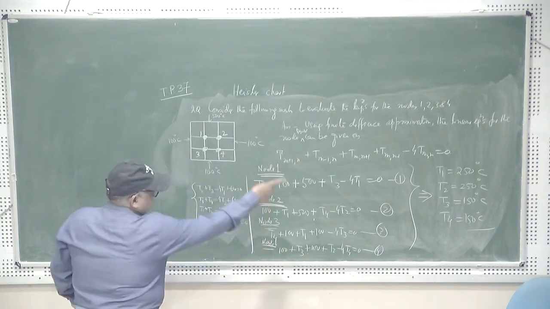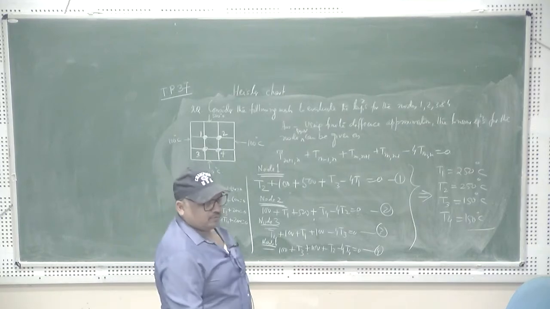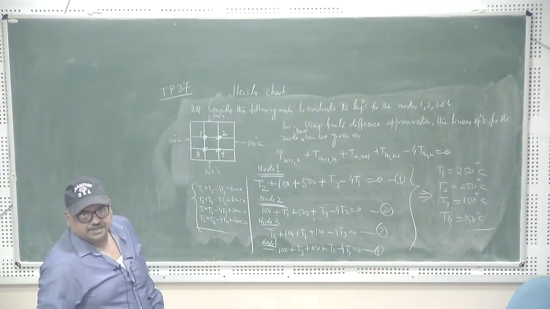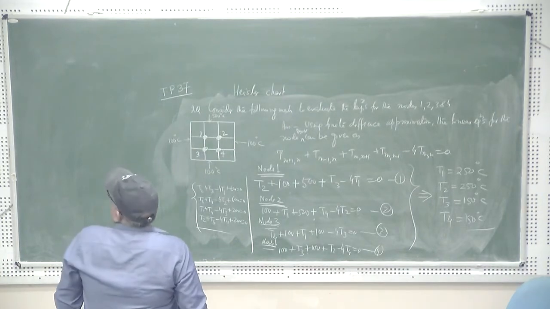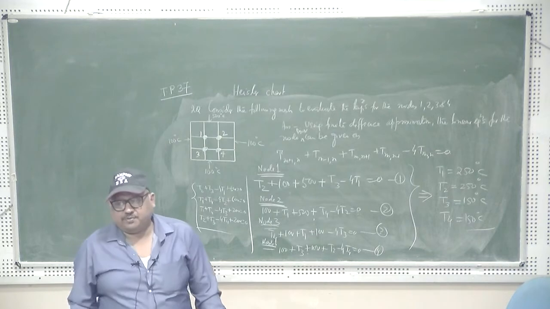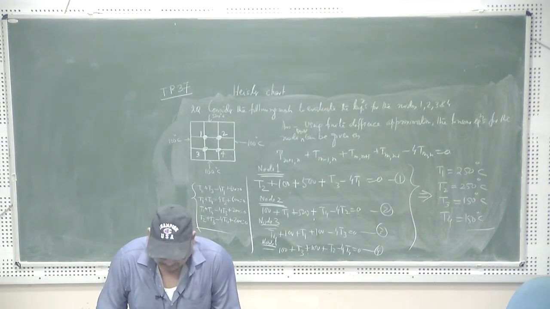When we solve these equations, we will get the result as T1 equal to 250, T2 equal to 250, and T3, T4 equal to 150 degrees centigrade each. Now let us come to the one numerical problem related with the lumped heat capacity analysis.